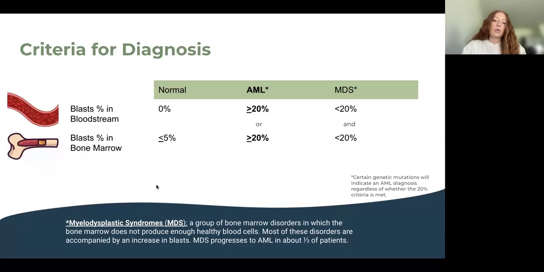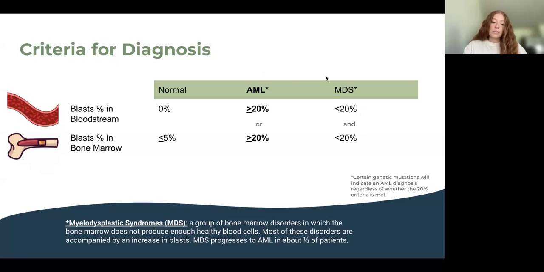The criteria for AML. In the normal bloodstream, you normally have 0% blasts. There's not supposed to be blasts in the bloodstream because they're immature. They're not ready to leave the bone marrow. And in the bone marrow, there are some blasts, but not a ton of them. But in AML, it's going to grow out of control. You're going to see 20% or more in the bloodstream or 20% or more in the bone marrow. So that's the criteria. That's when your doctor is going to start looking at diagnosing you with AML.